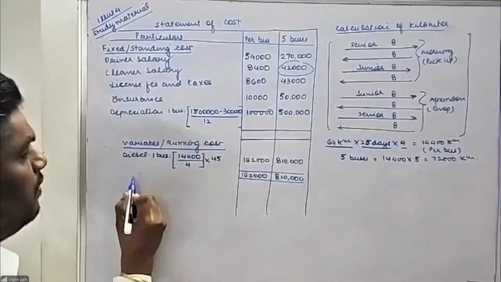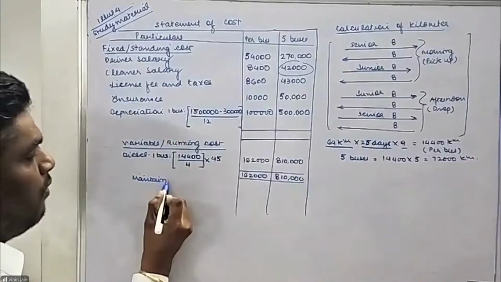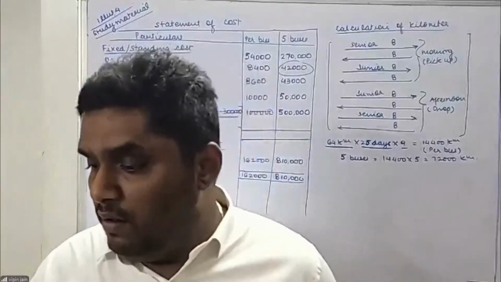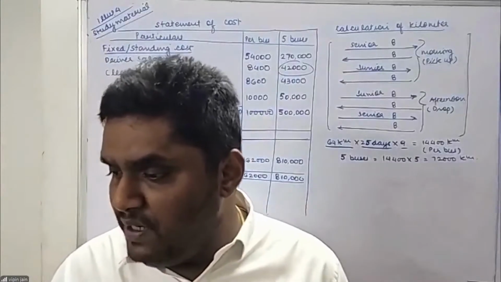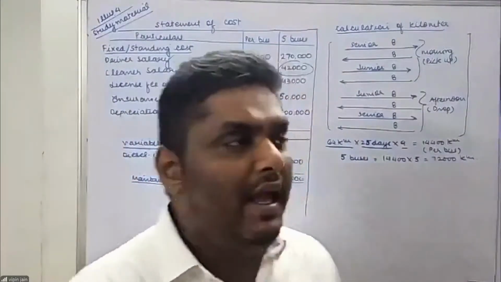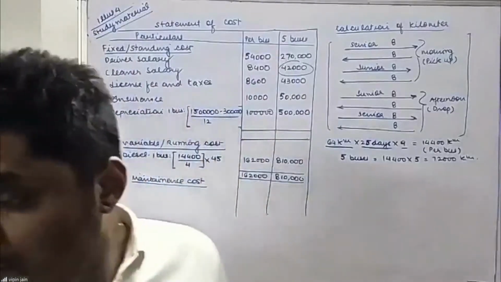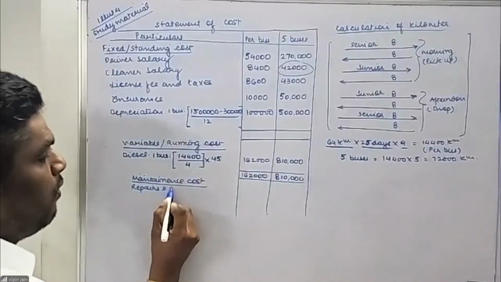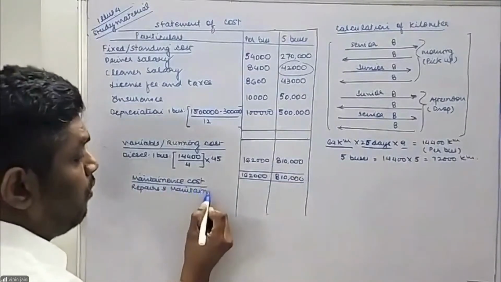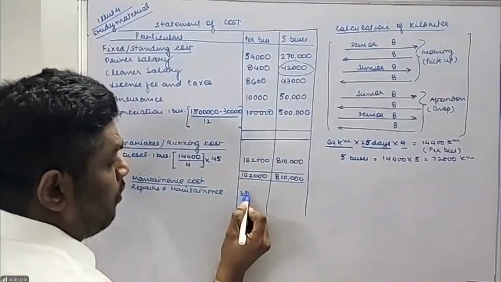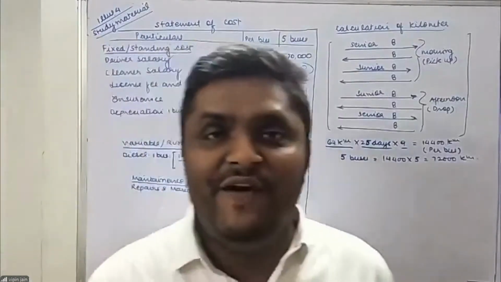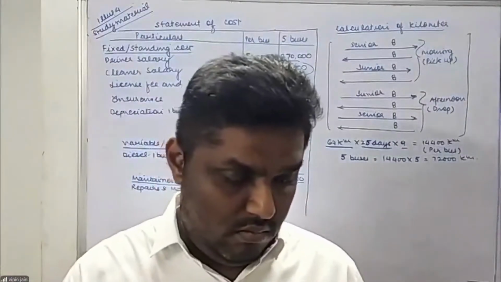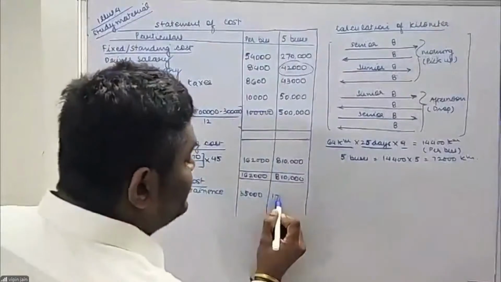Now the last is the cost of repairs, which is given in the question. Repairs and maintenance is 35,000 per bus per annum. So for 5 buses, it will be 1,75,000.